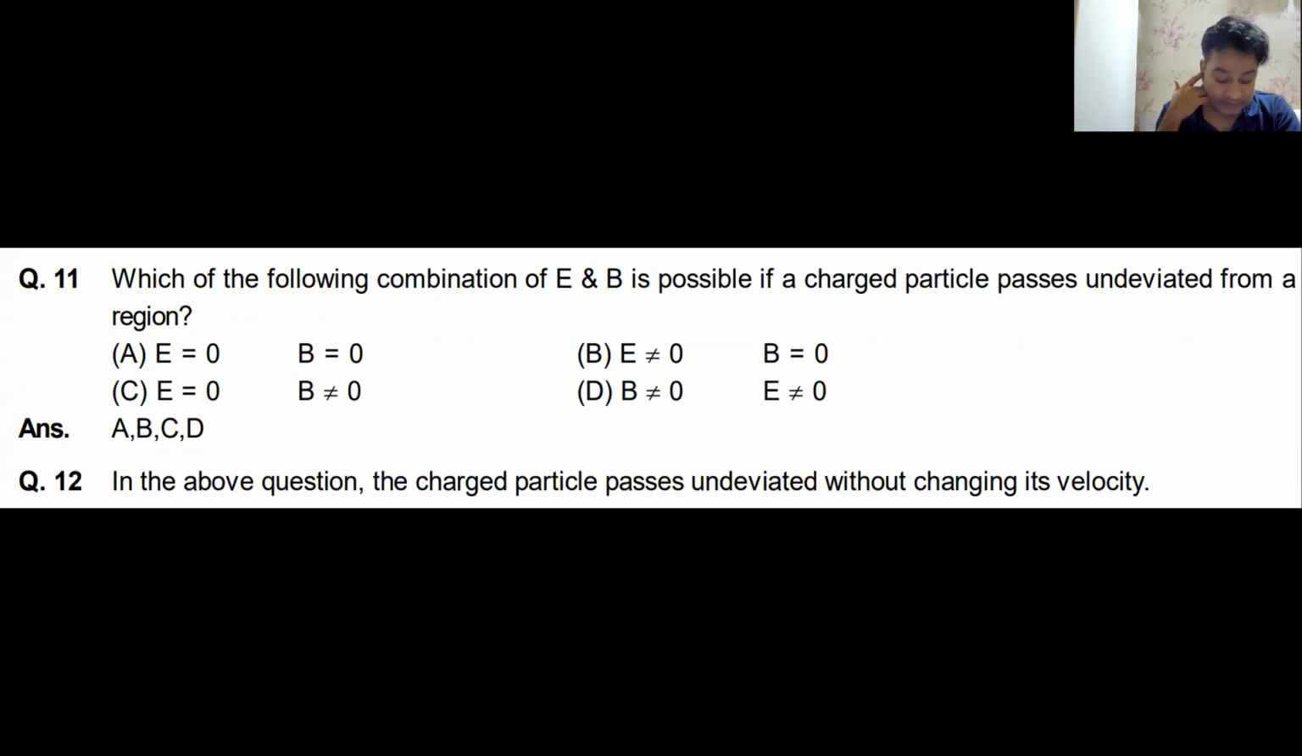The second question is a part of the first question. In the above question, the charged particle passes undeviated without changing its velocity. That means without changing its speed, I think. That means it can change its speed, but it cannot change its direction. I think the question is the same whether I ask it like this or like that.